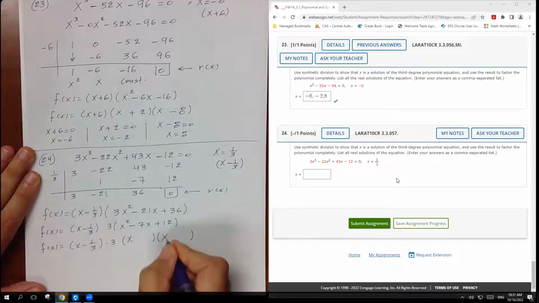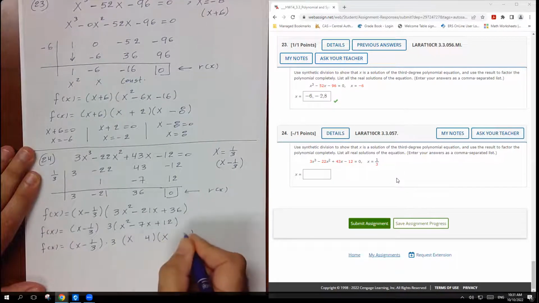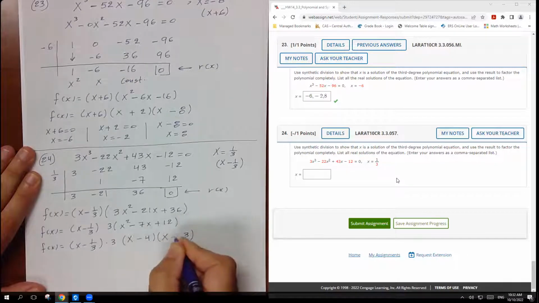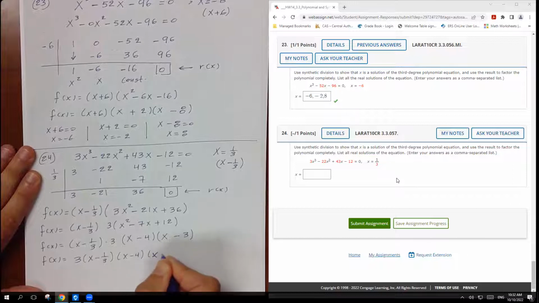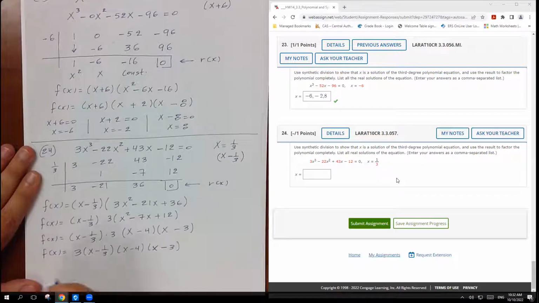Yes, write down the GCF first. So f of x is going to be 3, and here is x minus 1/3, x minus 4 and x minus 3. We have 3 zeros.